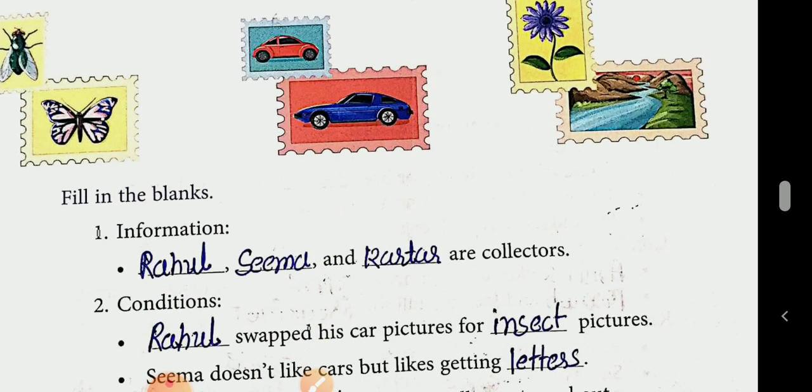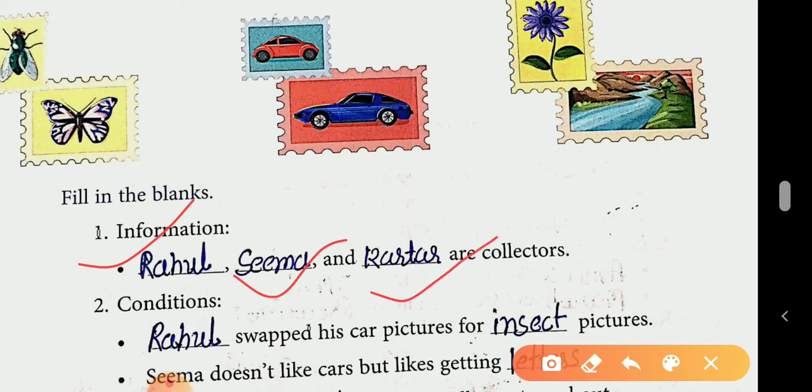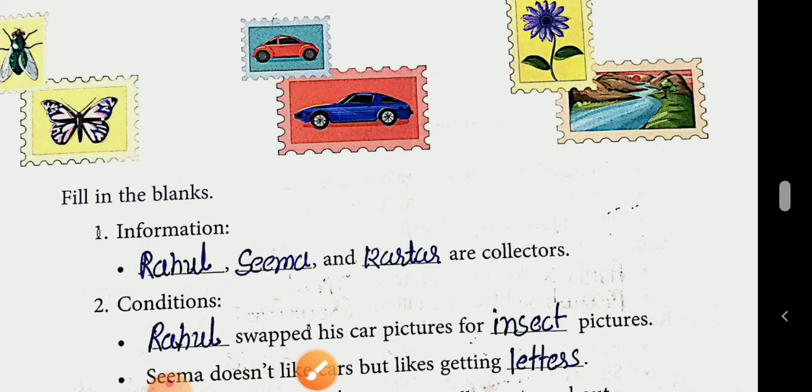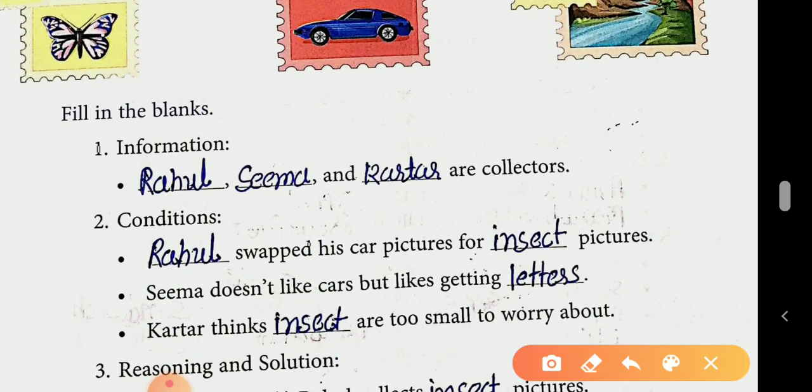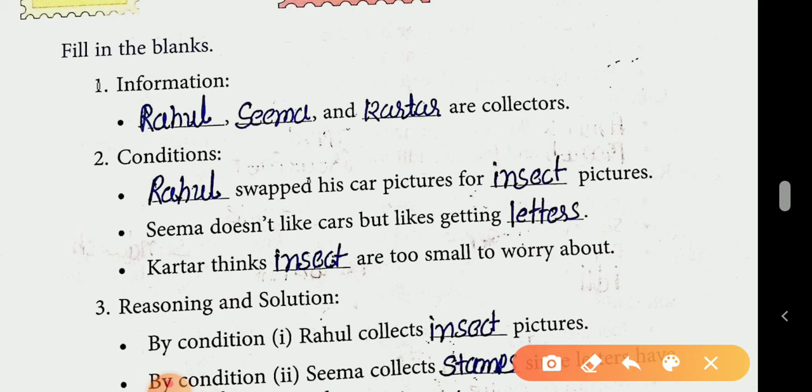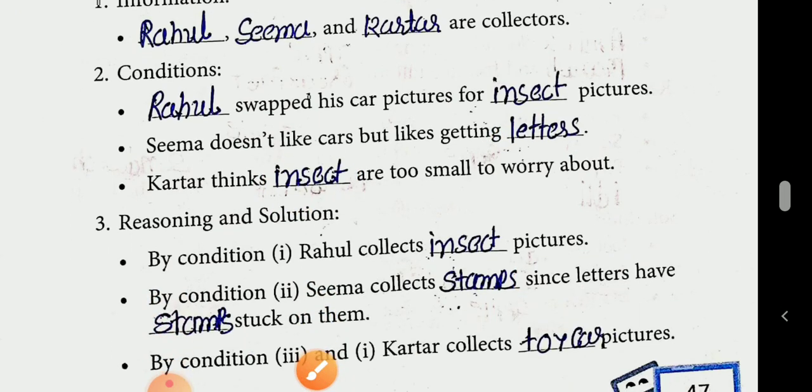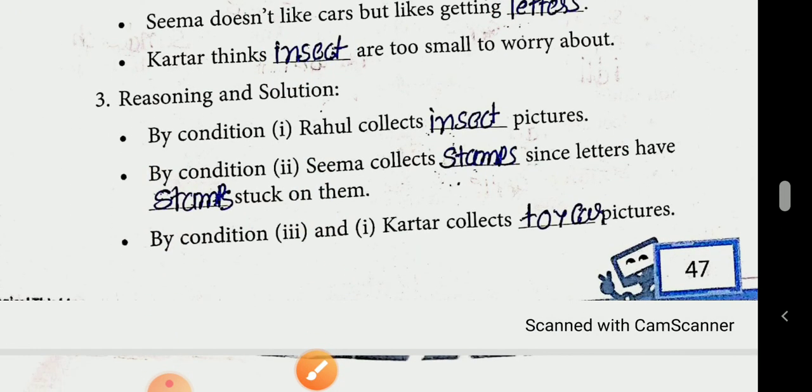So here your information is: Rahul, Seema and Kartar are collectors. The three are the collectors. Second, Rahul swapped his car picture for an insect picture. Third, Seema doesn't like cars but likes getting letters. And Kartar thinks insects are too small to worry about. So you can write this in your textbook.